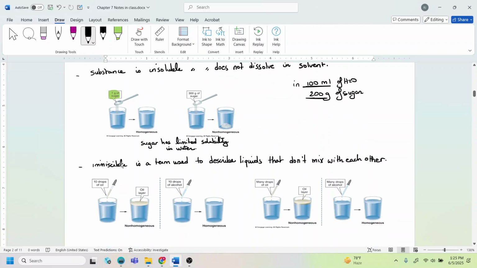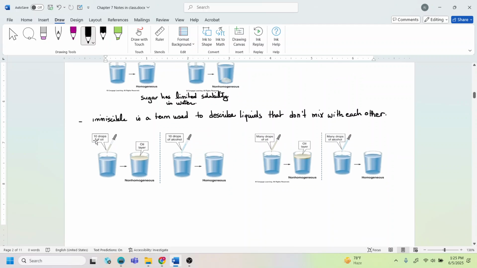Now the term miscible, we use it for liquid solutes. For example, oil. Here I'm giving two examples, oil and alcohol. We know that oil is different than water. So when you add oil to water, they don't mix because these are two different phases. One is organic, the other is aqueous. So oil is going to float on top of the water.